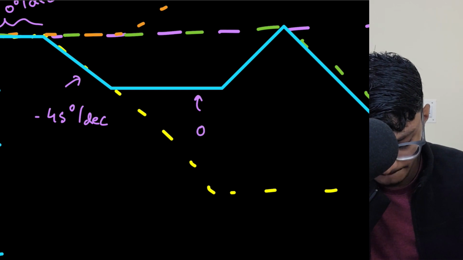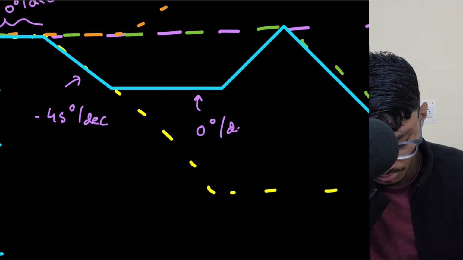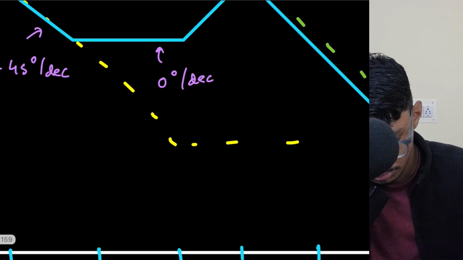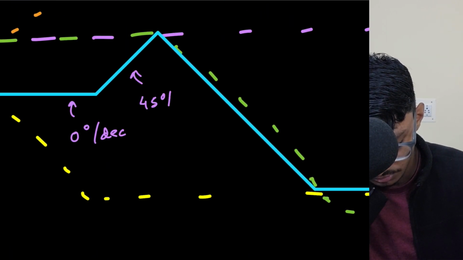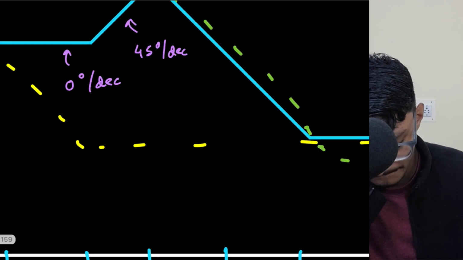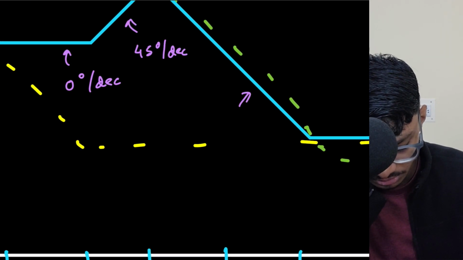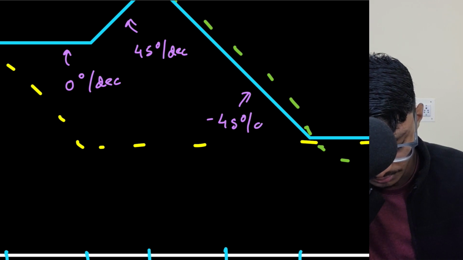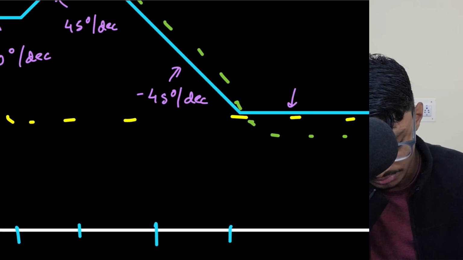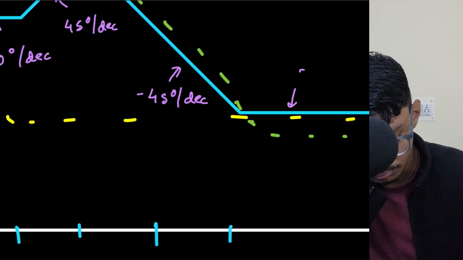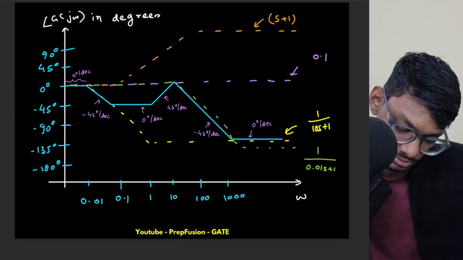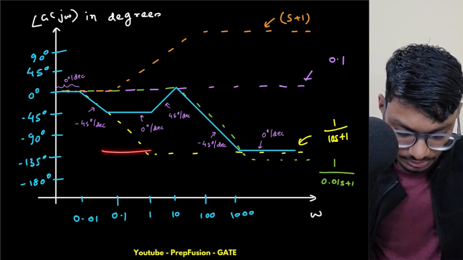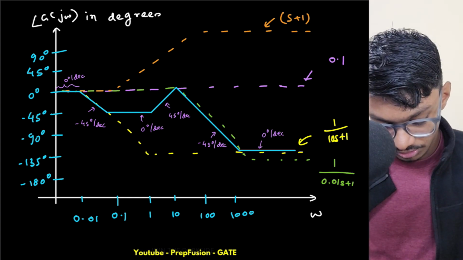In this region my slope is 0 degree per decade. In this region my slope is plus 45 degree per decade. In this region my slope is minus 45 degree per decade, and here it becomes 0 degree per decade. So yeah, this is the case.